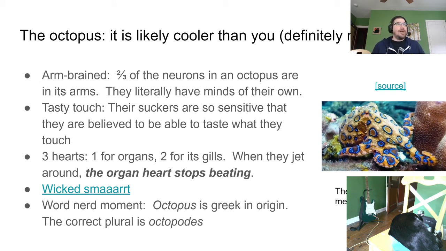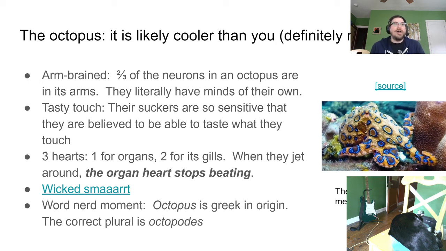Here's an octopus fact because we need octopus facts in our lives. Why does this slide exist? So that I'm hoping some of you who are flipping through will go, wait, what? Anyway, there's a hair in the air. Octopus is definitely cooler than me.